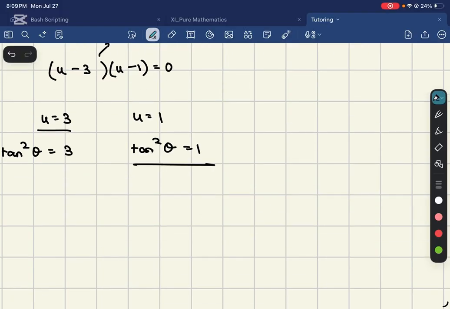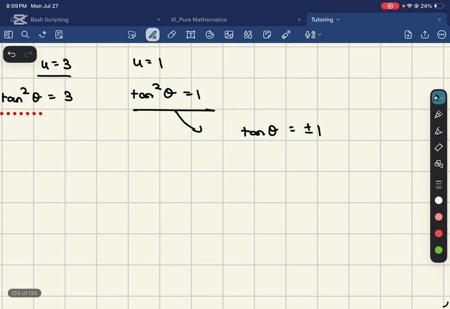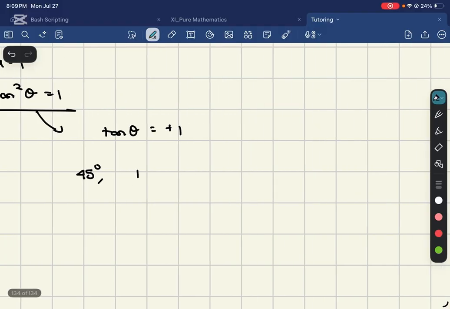So let's solve for this first. If tan squared theta is 1, tan can be plus or minus 1, right? So when is tan positive 1? 45 degrees gives me positive 1. And because theta is between 0 and 180, I can also get tan is going to be negative 1. So tan of positive 1 is going to occur at 45 degrees. There is no second quadrant solution because tan is negative there.